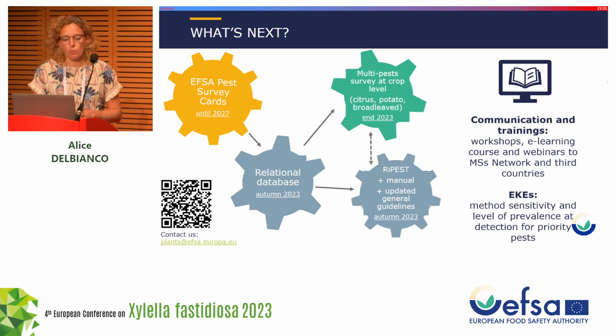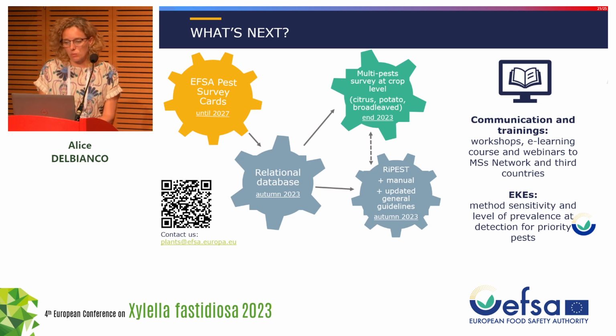What's next? We are working on developing the pest survey cards for all the union quarantine pests until 2027. This autumn, we will release the relational database together with RiPEST, and also a manual and the updated general guidelines. And at the end of this year, we are also going to release another approach for conducting surveys. It's a multi-pest survey at crop level. So here the focus is not the single pest, but the entire crop, and we are piloting this on citrus, potato, and broadleaf trees.